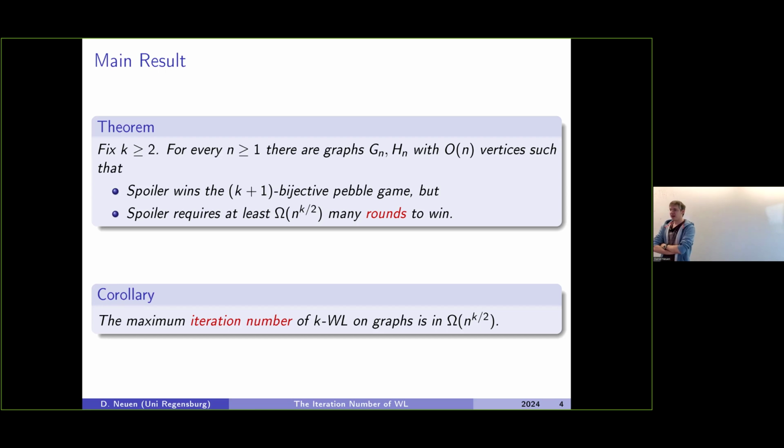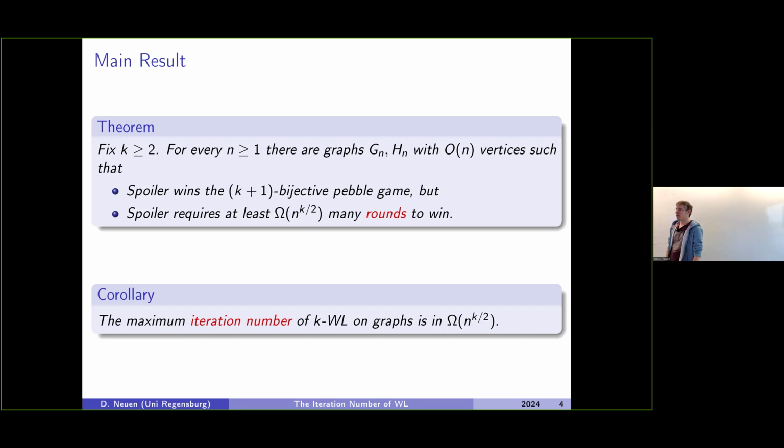But yeah, in order to win, a lot of rounds are required, namely at least omega of n to the k over 2. And then with this equivalence between WL and this game, we get as a corollary that the maximum iteration number of k-WL on graphs is omega of n to the k over 2. Okay, so the details that I want to describe now are on the, we will prove the top theorem.